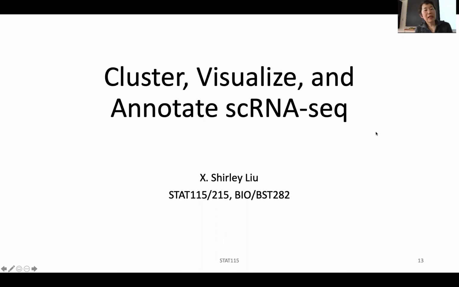Okay, so the next step is clustering visualization and annotating the single-cell RNA-seq clusters. When we have single cells, in the early days, people really tried to get the readout out of every single cell. But no matter how hard they tried, even with SMART-seq, the readout you get from a true single cell is never going to be as accurate.